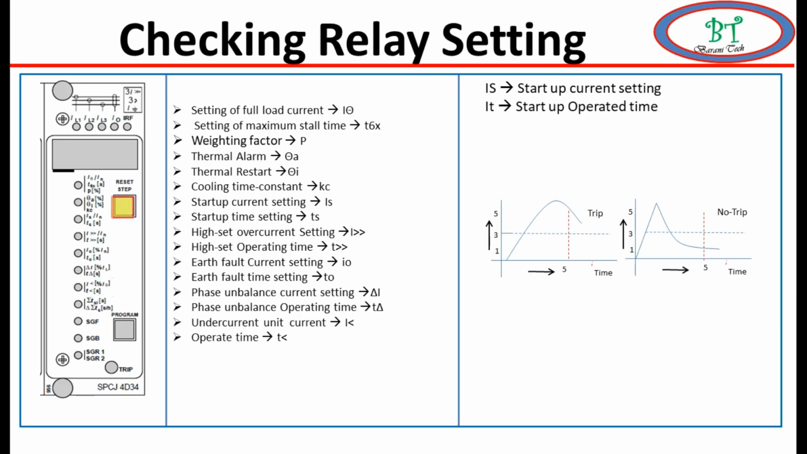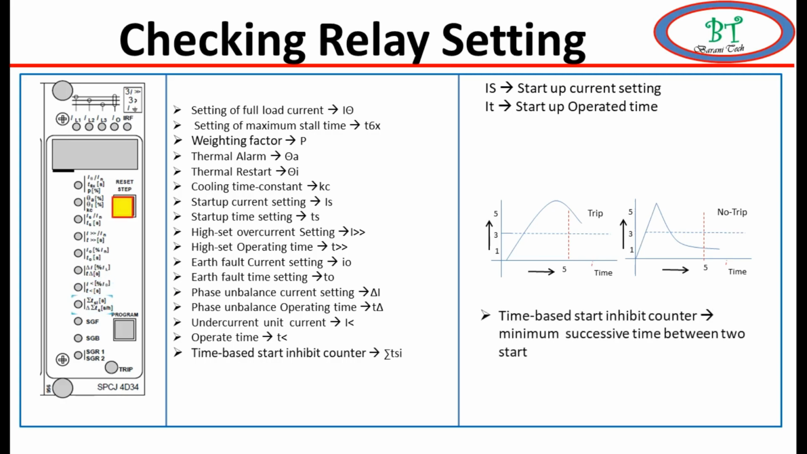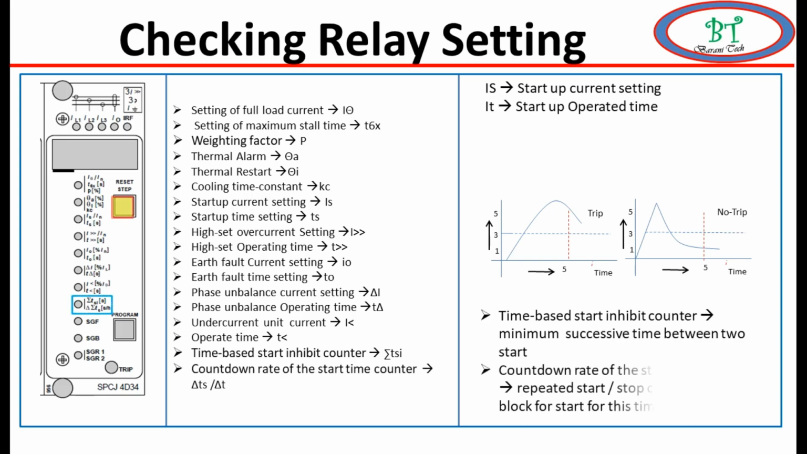Σ TSI is the time based starting inhibit count, the minimum successive time between two starts of this motor. ΔTs and ΔT is the countdown rate of starting time, that is, if the motor repeatedly starts and stops continuously, it makes a block on starting for this time.